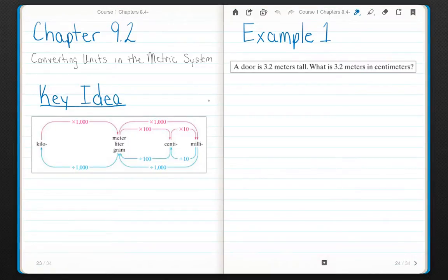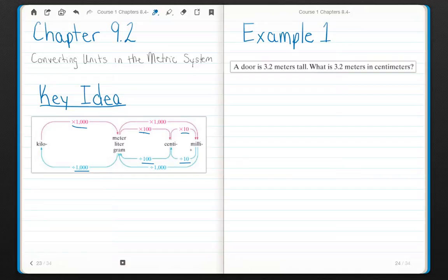Chapter 9.2, Converting Units in the Metric System. Well, there's no vocabulary today. We do have this key idea, and that is how we convert units in the metric system. You'll notice that you see multiplying by 10, 100, or 1,000, and then dividing by 10, 100, and 1,000.